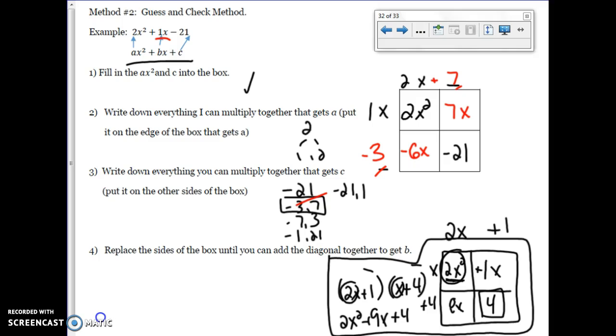So I end up with 2x plus 7 and then x minus 3. Okay? That's the factored form.